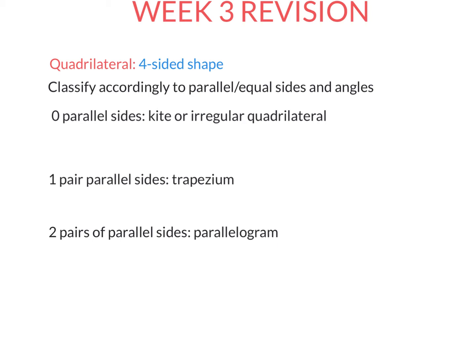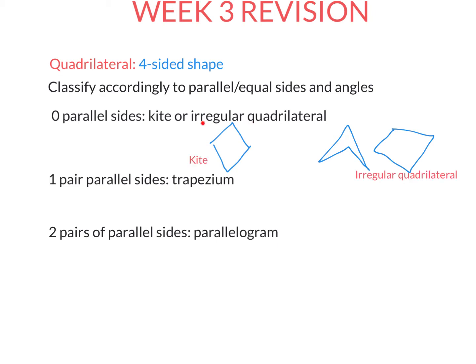So we're going to name different types of quadrilaterals according to how many parallel sides they have. And then later we're going to further classify them by the number of equal sides or angles they have. So if you have a quadrilateral with no parallel sides, it's either a kite that looks like this or an irregular quadrilateral. Now, irregular quadrilaterals can take many forms. They can look like this, they can look like this. They're just weird looking four-sided shapes.